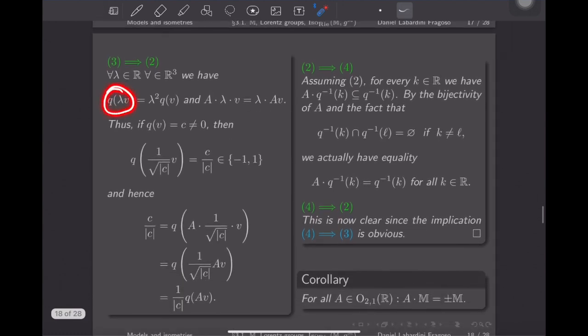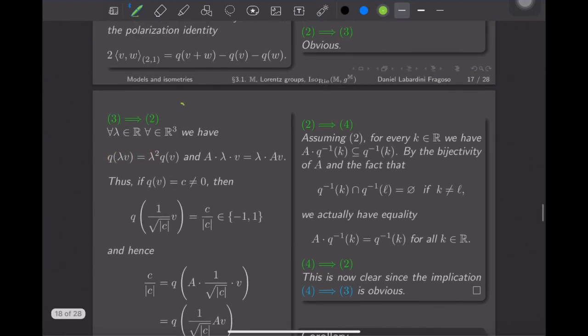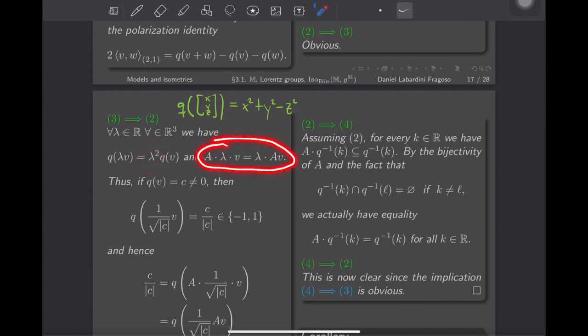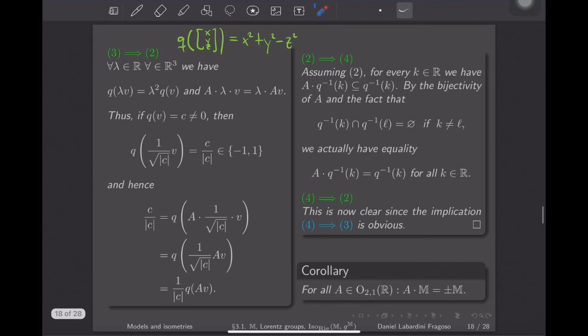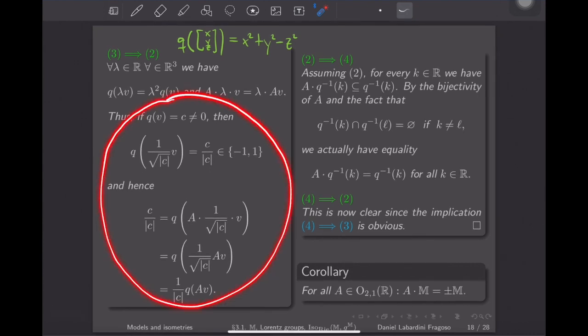because the point is that Q is quadratic. Q of lambda V is lambda squared Q of V. Recall that Q of x, y, z is x squared plus y squared minus z squared. So it's clear that when I have lambda here, it comes out with a square, and here this is just the linearity of multiplying by A, and so the rest is really just a straightforward computation.